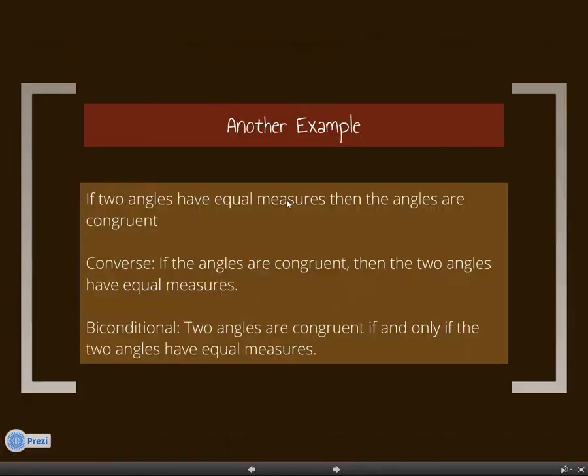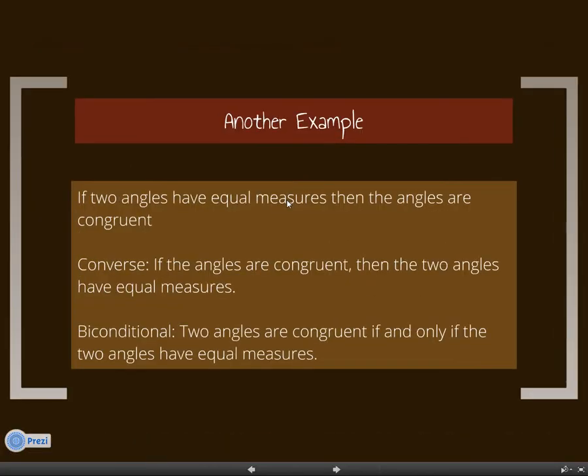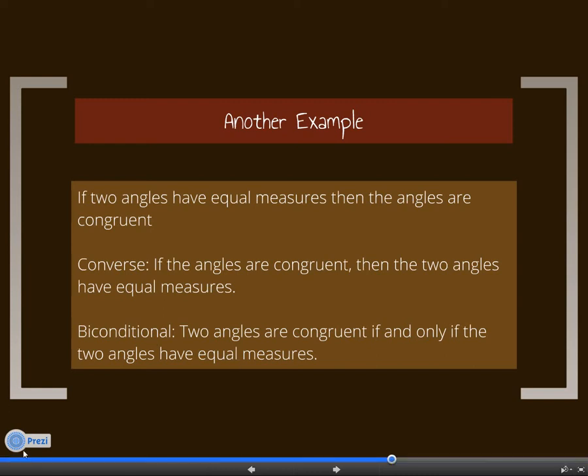Another example. I'm going to take: if two angles have equal measure, then the angles are congruent. The converse of that would be: if the angles are congruent, then the two angles have equal measures. If two angles have equal measures, then are those angles congruent? That's a true statement. The converse, if the angles are congruent, then the two angles have equal measures, is also true, since congruent does mean equal. Since they both are true, I can write them as a biconditional statement. If they're not true, then you can't do anything else with it. So two angles are congruent if and only if the two angles have equal measures.